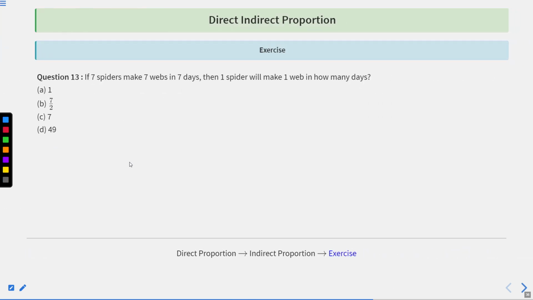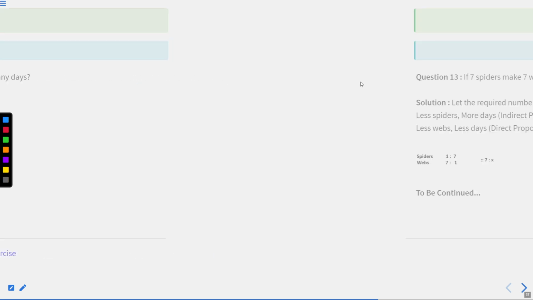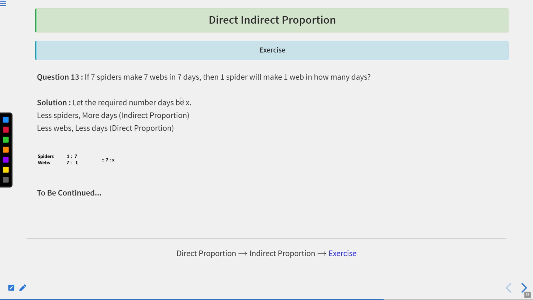Question number 13. If 7 spiders make 7 webs in 7 days, then one spider will make one web in how many days? So let the required number of days be x. So less spiders, more days, that is the indirect proportion, and less webs, less days, that is a direct proportion. So if there are less number of spiders, more days will be required to make the web, and if there are less number of webs that are to be made, it will require less days.